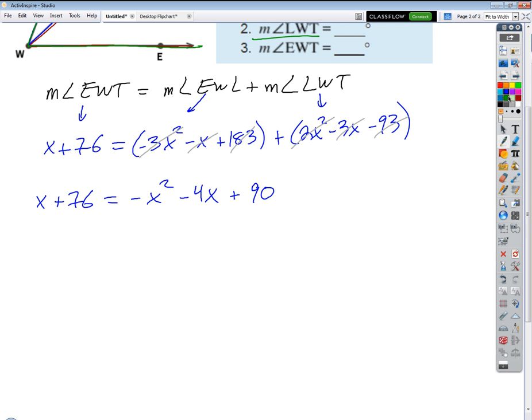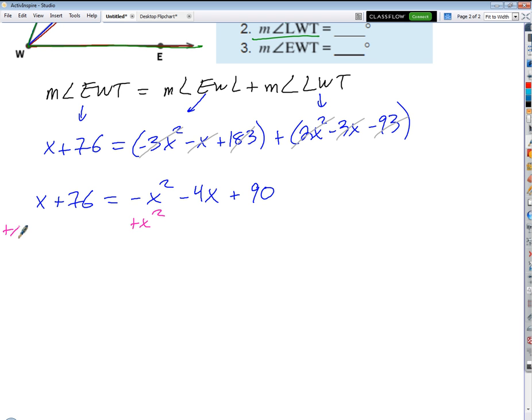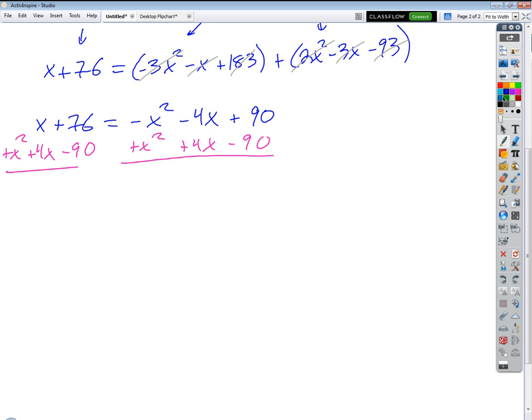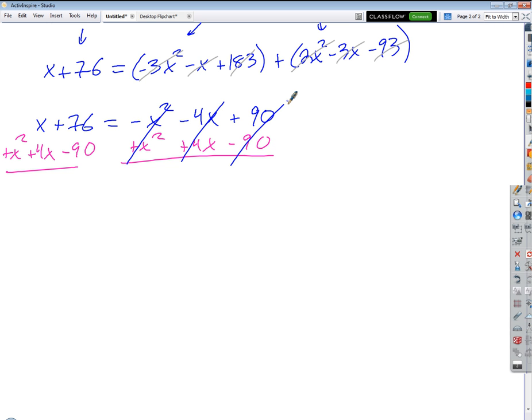Okay. We want the number of x squareds to be positive. So the coefficient of x squared needs to be positive. So on which side should we push everything? To the left, right? Because right now we've got a negative number of x squareds. So we're going to add x squared to both sides. We're going to add 4x, and we're going to subtract 90. Okay, and if we do that, what happens? So all these guys cancel. So on the right side of the equation, we're just going to get a 0.